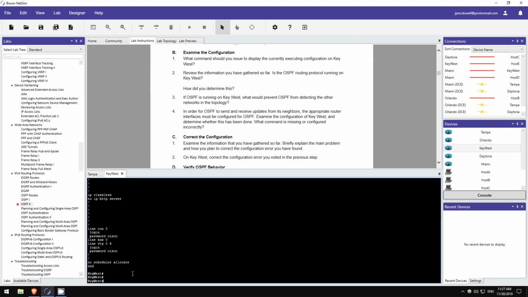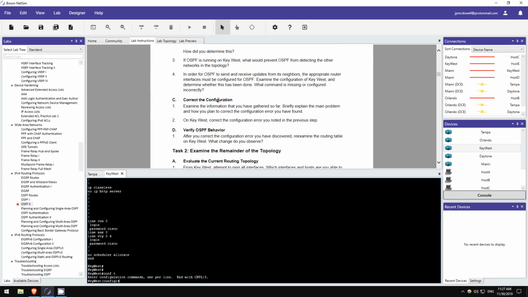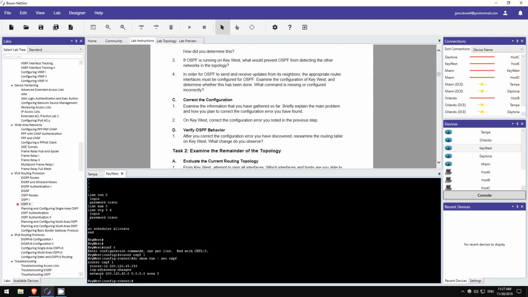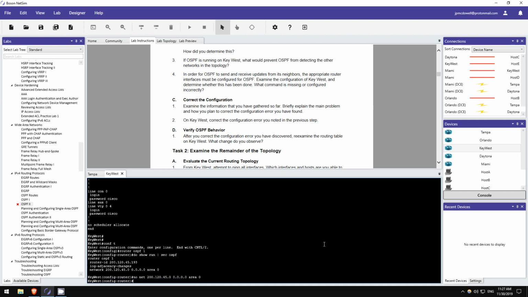So let's fix that. Conf T. Now, but that is step C, by the way. Correct the configuration. Router OSPF 1. Let me show the run and config once more. Do show run section OSPF. And let's remove this network command first. No network 200.120.45.0 slash 32 wildcard mask area 0.